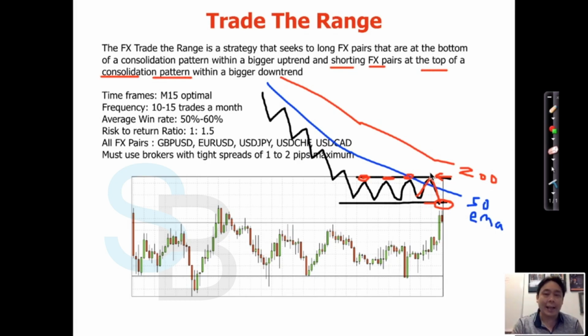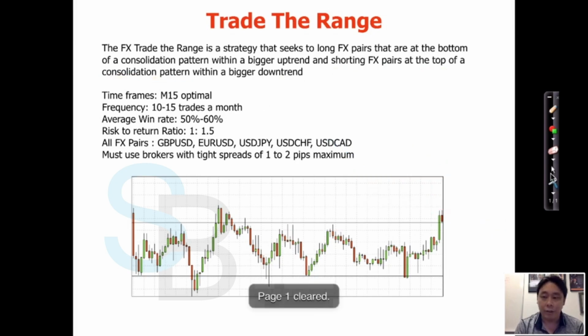And again, in the next slide, we'll go into the nuts and bolts of the entry and exit rules, and we'll look at many examples so you get familiar with this strategy. Okay? So time frames, again, I trade this on the 15-minute candles. Frequency, anything from 10 to 15 potential trades a month.